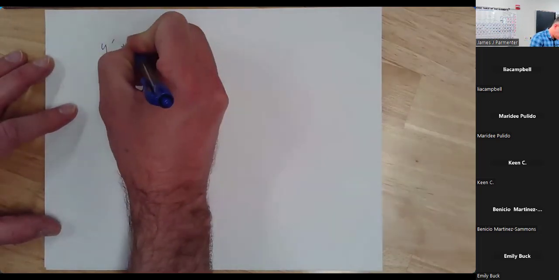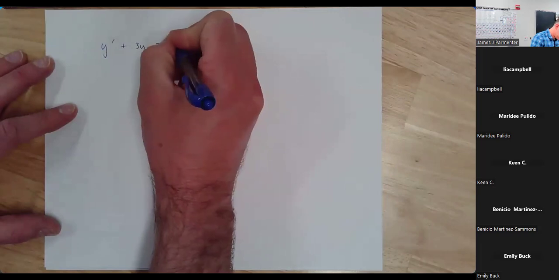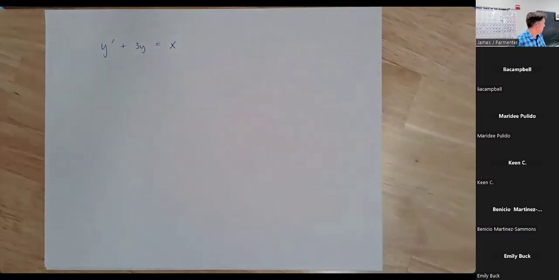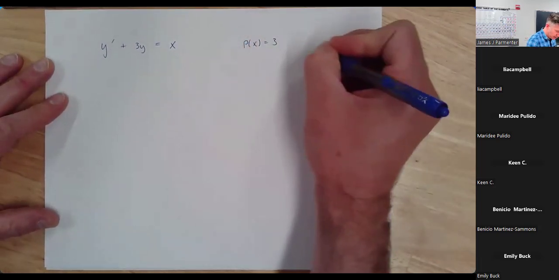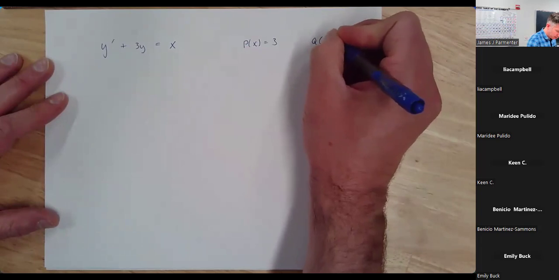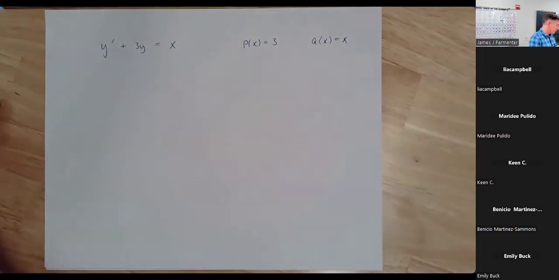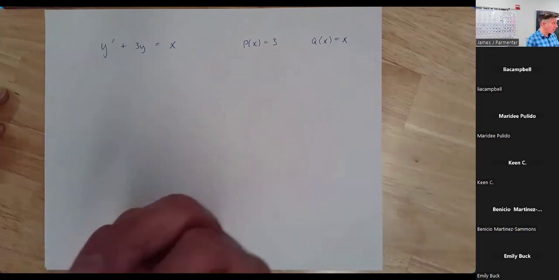So back to this first order linear differential equation. I will point out that in this differential equation, our p of x is just 3, and not that we really need to write it down, but our q of x is x. We could get into a little bit more, but for now, we'll just talk about how we do this.